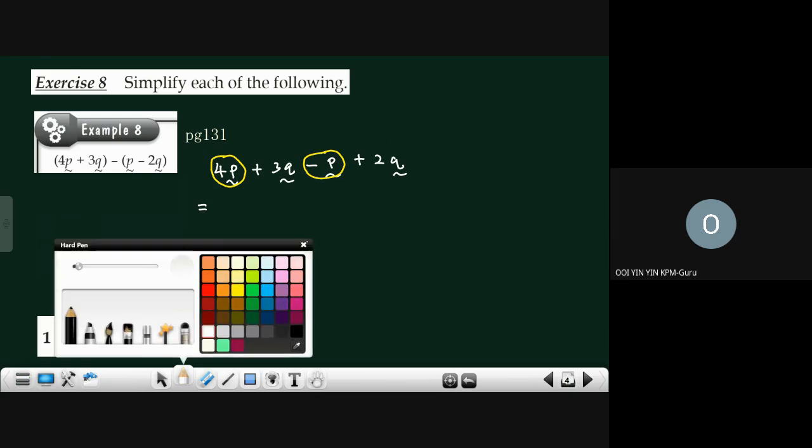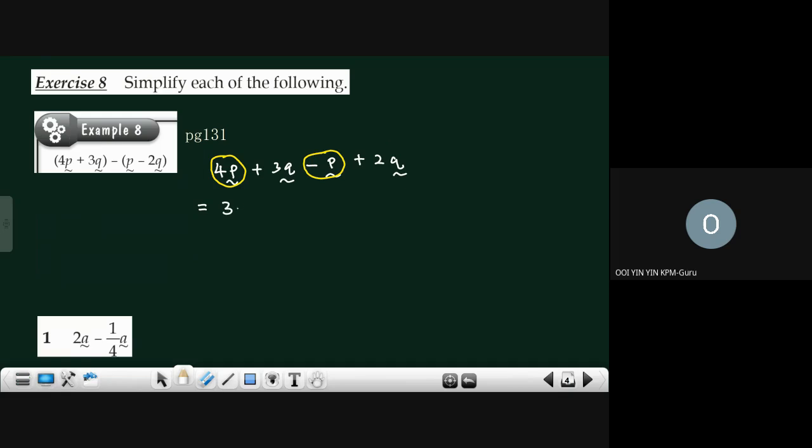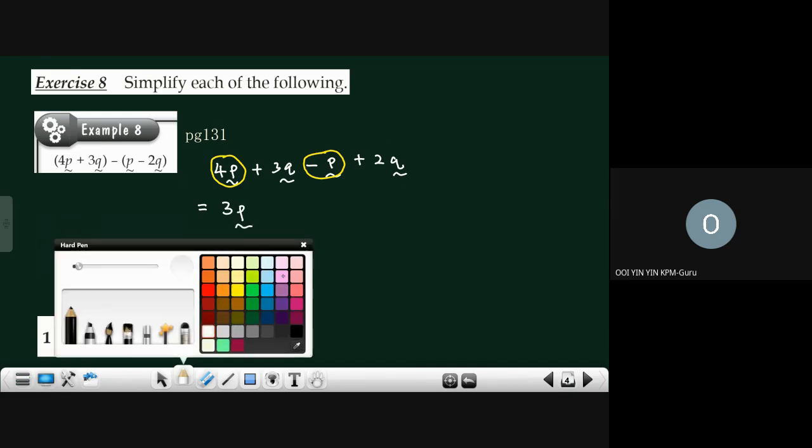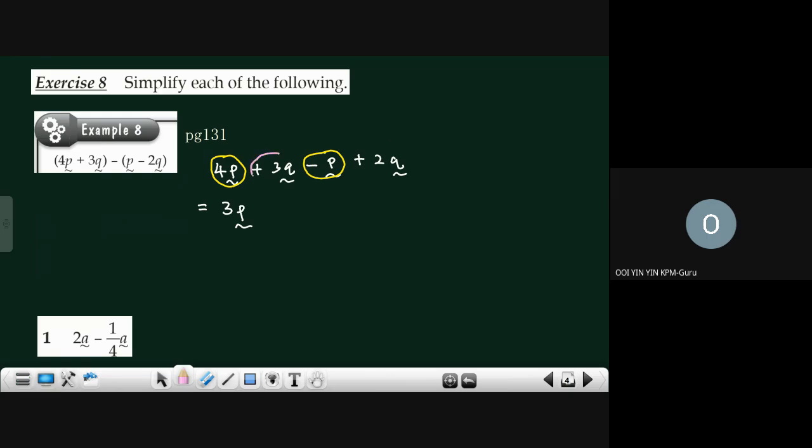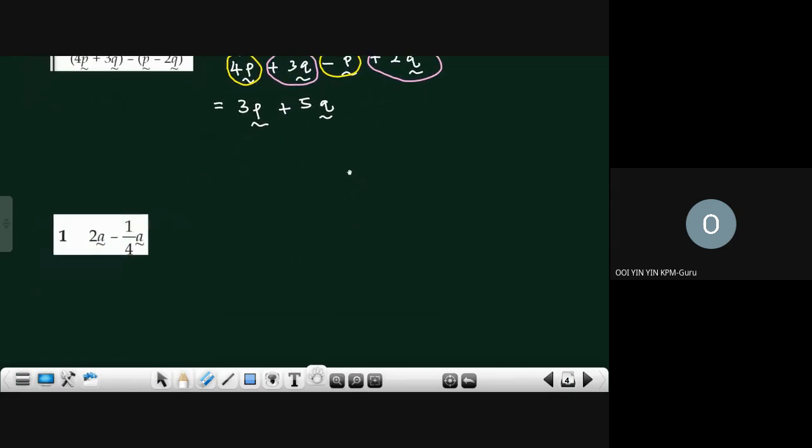What do you get? 4P minus 1P, you get 3P. Okay, and then the rest, your 3Q and your 2Q, because they are like terms, right? 3Q plus 2Q will give you 5Q. Yeah, that's done. Okay, that is how you simplify your vector. Okay, find the same like terms. Q plus Q, B plus B, A tambah A, B tambah B. Macam tu lah. Okay, senang saja, right?